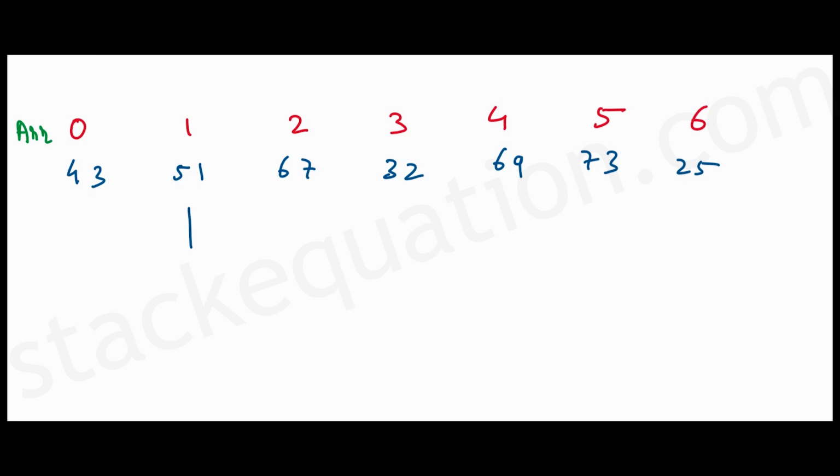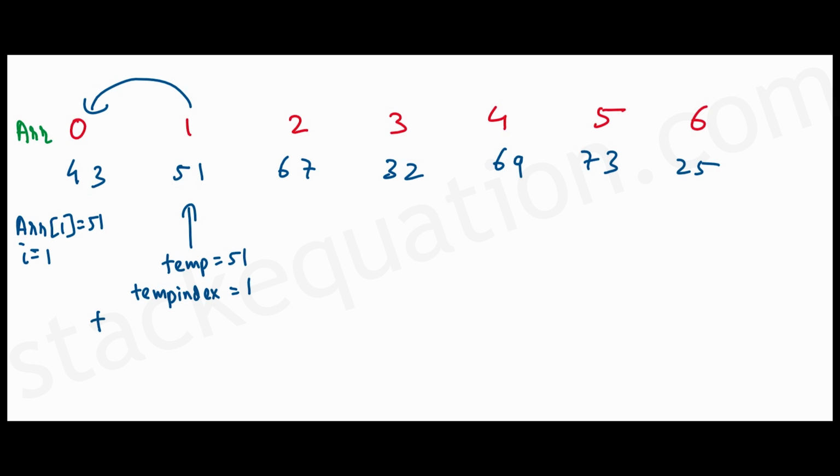We'll start with the second element, which has an index 1. So I'll note it down here, ARR of 1, and the index is 1. ARR of 1 is 51. So what we're going to do is store 51 in a variable temporary, and we'll store 1 as temporary index. This 1 will be stored in temporary index. Then we'll compare temporary with the previous element.